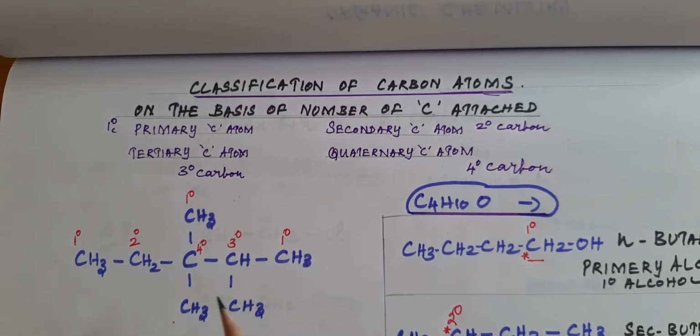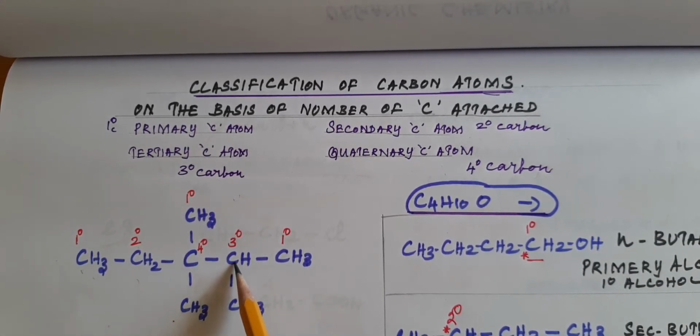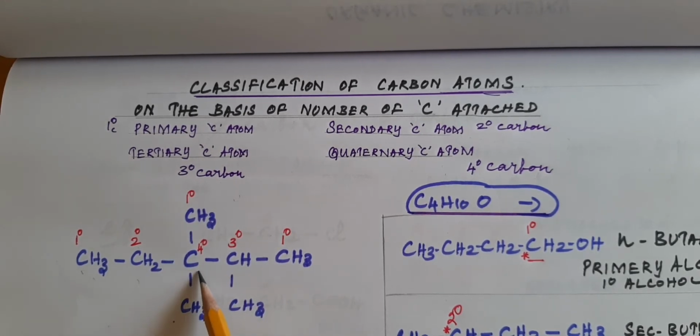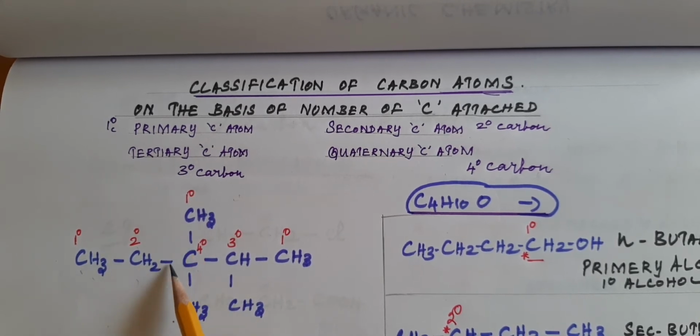Now, for example, in this compound, this is a primary carbon atom, attached to only one carbon atom. This one is a secondary carbon atom, attached to two other carbon atoms. And this carbon is called a tertiary carbon atom, attached to 1, 2, 3, so attached to three other carbon atoms. And this one is called a quaternary carbon atom, attached to four other carbon atoms.